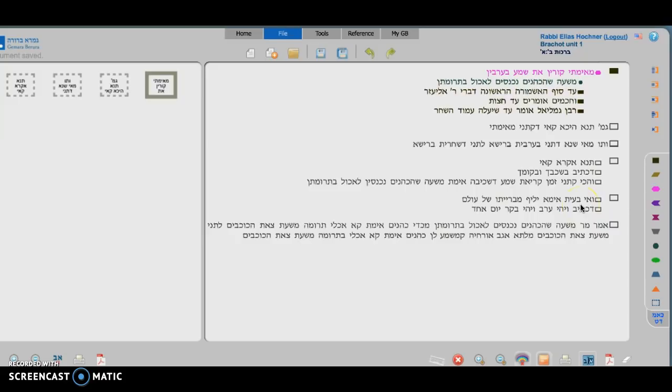Now, the next discussion is the following. Amar Mar. Mar is a title of respect. It means the master, the rabbi, the scholar said. Whenever he says Mar, it's referring to a scholar that was mentioned before. And that in this case is the Mishnah. The master, the rabbi of the Mishnah said, Misha she'akohanim nichnasim lechol betrumatan. So he's quoting the section of the Mishnah that tells us that the earliest time for saying Shema at night is when Kohanim are able to come in and eat their Truma.